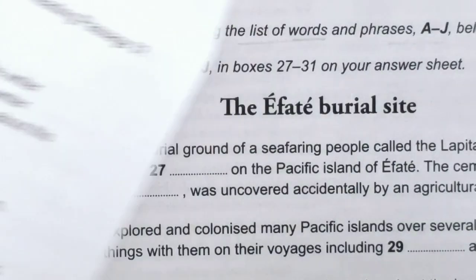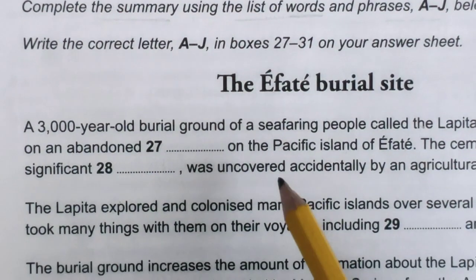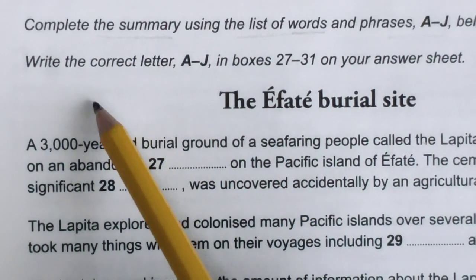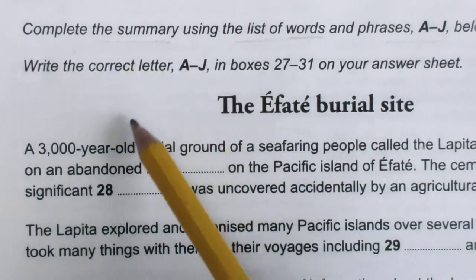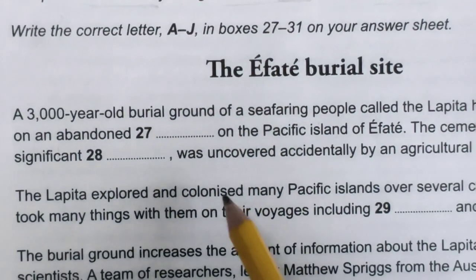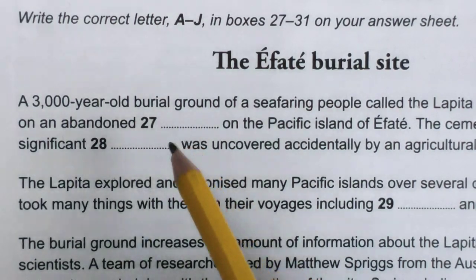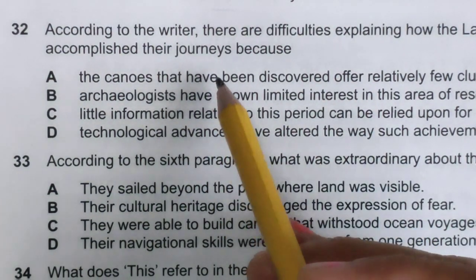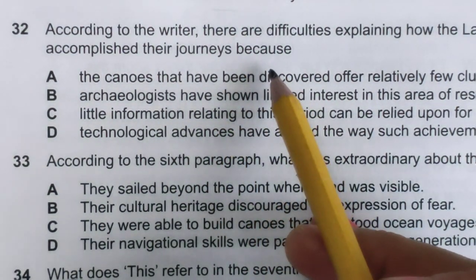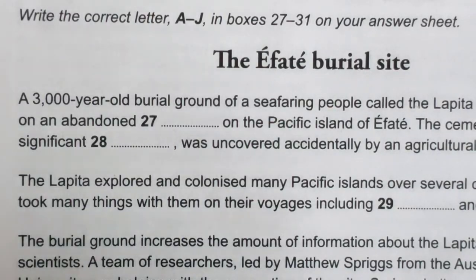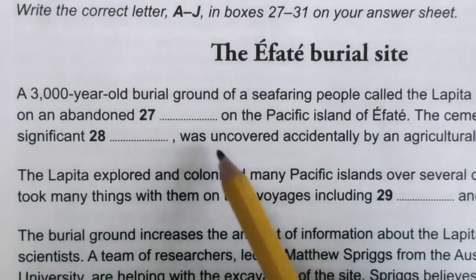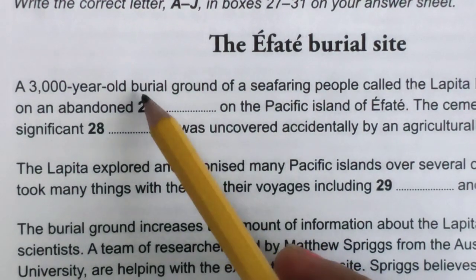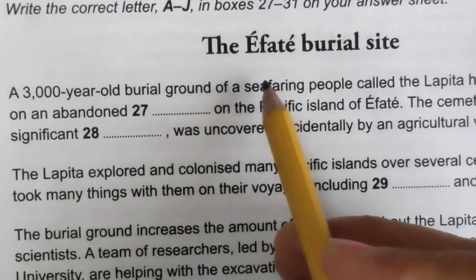I would suggest always starting with whatever style the writer has given first. Initially for this passage they have given complete the summary, so I would go according to the writer's choice. That is more convenient, because if you start with MCQs or yes, no, not given first, you have to look for the location. When you go according to the writer's choice, you will get answers passage-wise. Okay, so the first type of question is complete the summary.